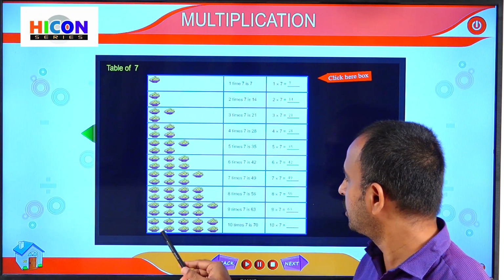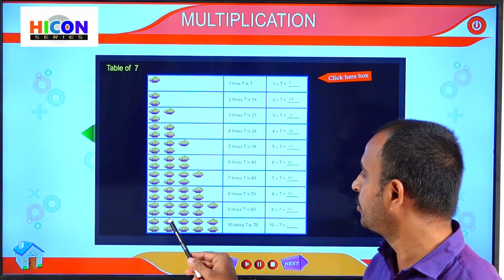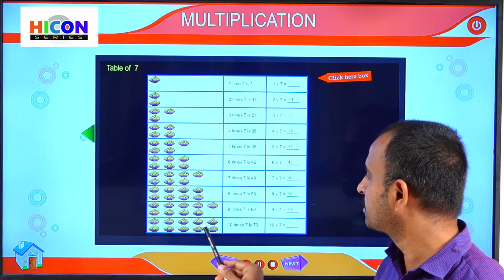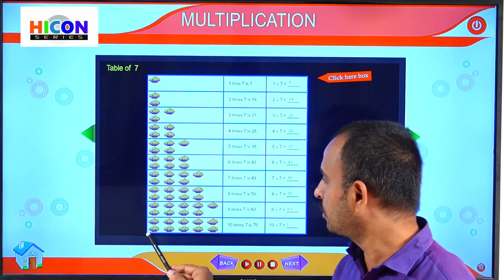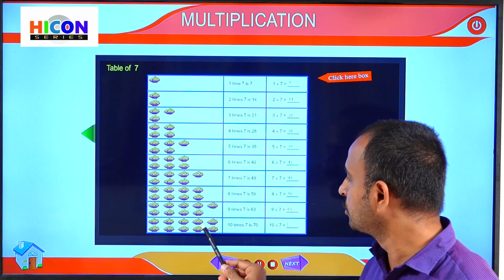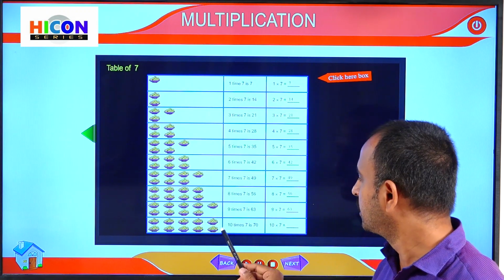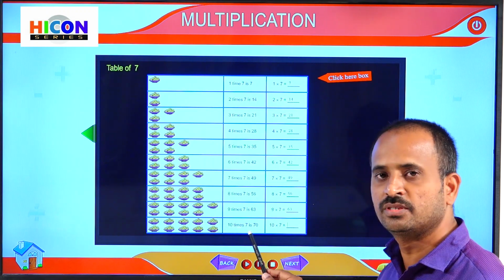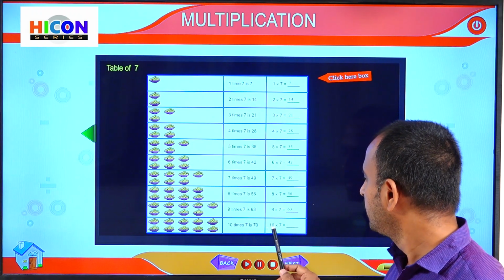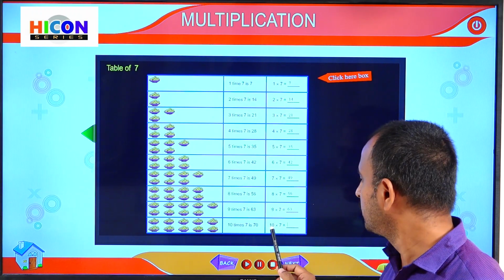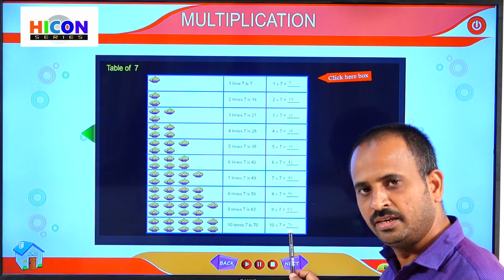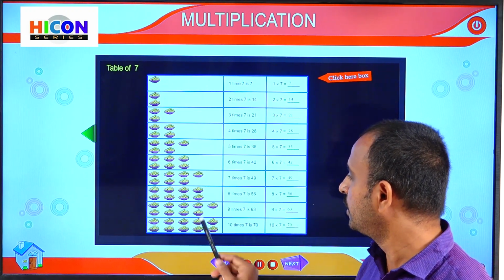And see the next one, children. How many groups are there? 1, 2, 3, 4, 5, 6, 7, 8, 9, 10. Total 10 groups are there. Each group has 7 sweets. It can be written as 10 times 7, and it can be written 10 into 7, that is 10 7 jar 70. So total there are 70 sweets.